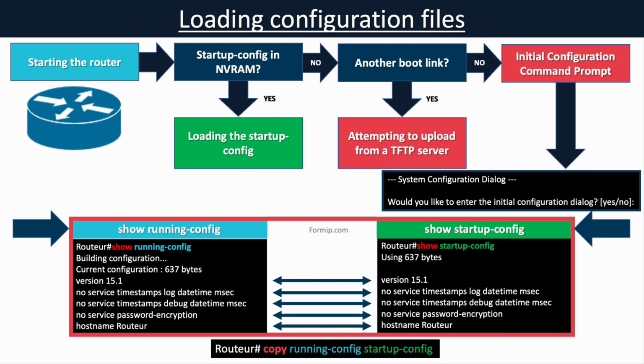The IOS command copy allows you to copy one configuration to another. Here in the example, we copy the running config to the startup config. This command is to be done after configuring the router, because otherwise, the next time you reboot, your changes will be lost, because it will load the startup config.